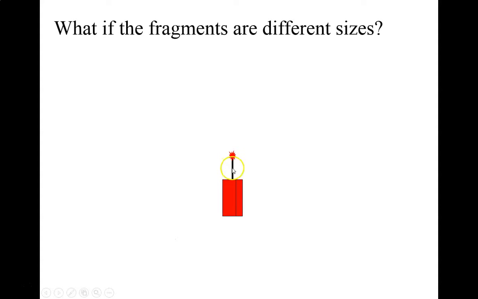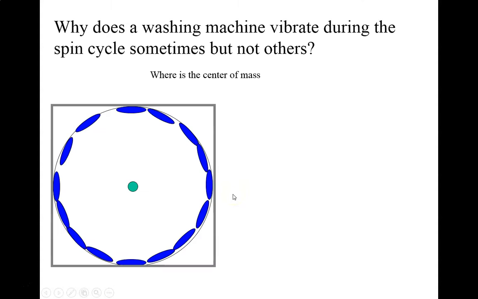Okay, if the fragments are different sizes, so this is like our 2 kilogram object and our 1 kilogram object, the center of mass is still going to stay put because it's going to be closer to the 2 kilogram object than it is the 1, but the 1 is moving faster, so it's always twice as far away. So the center of mass stays put. So explosions don't affect the motion of the center of mass of an object.